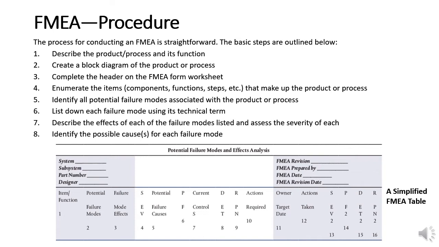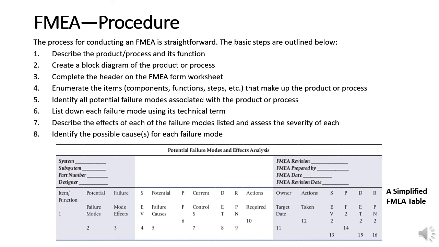A block diagram of the product or process should be developed. This diagram shows major components or process steps as blocks connected by lines that indicate how the components or steps are related. The third step is to complete the header on the FMEA form sheet.